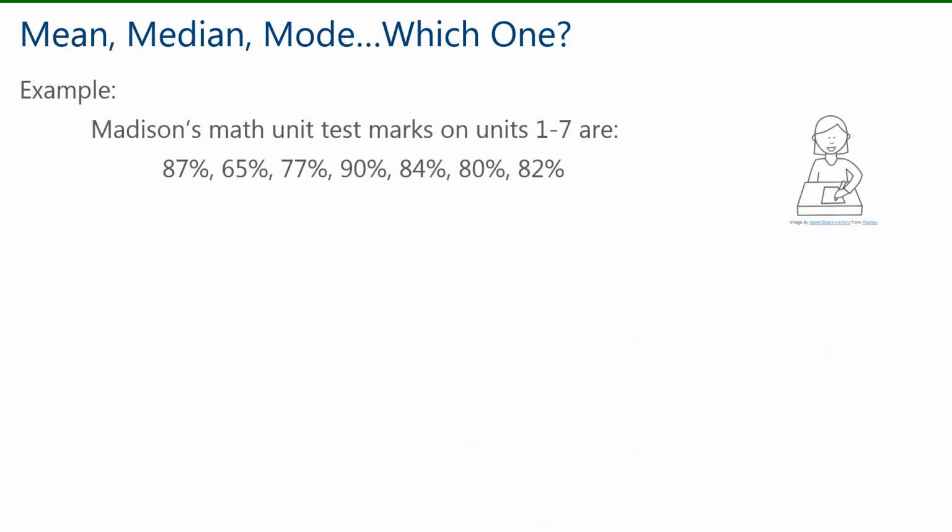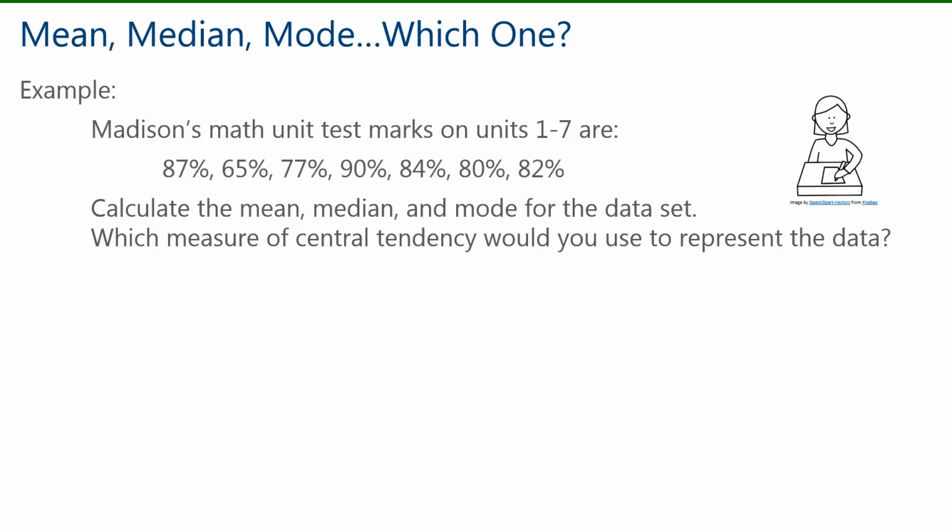For our final example, Madison's math unit test marks on units 1 to 7 are 87%, 65%, 77%, 90%, 84%, 80%, and 82%. Not too bad. We will calculate the mean, median, and mode for the data set, and then again decide which measure of central tendency we're going to use to represent the data.